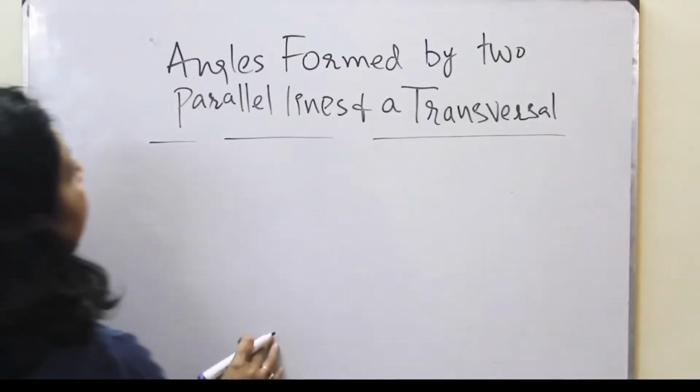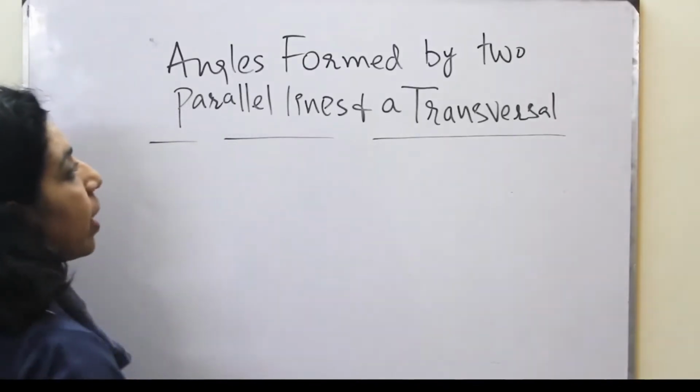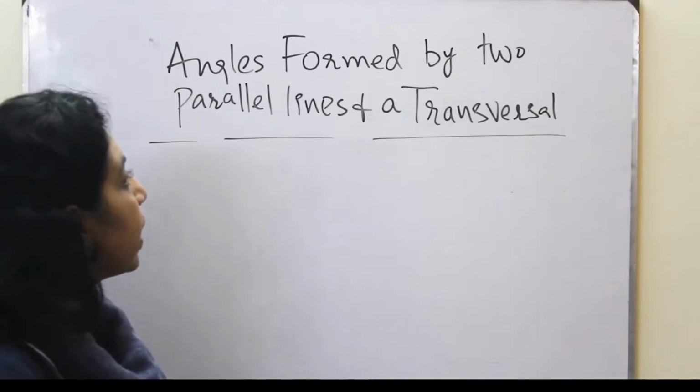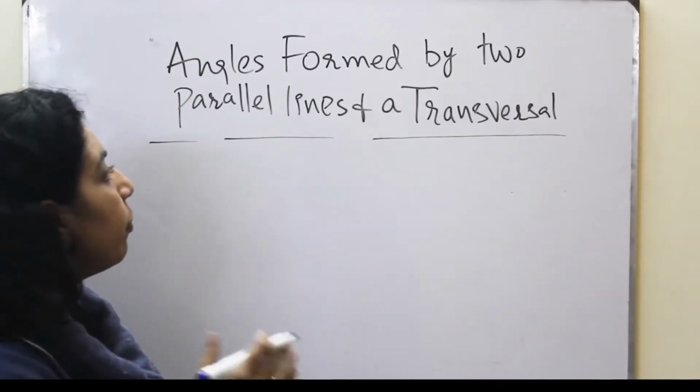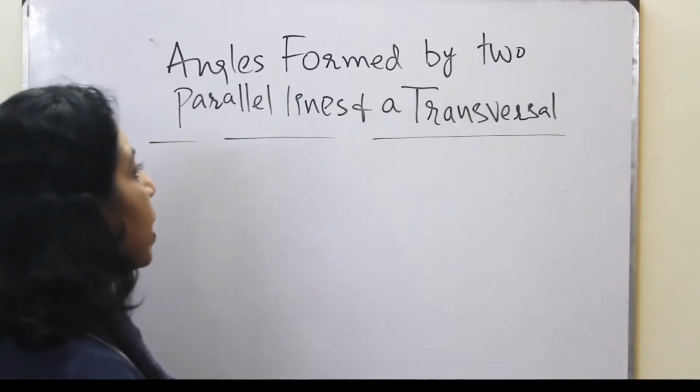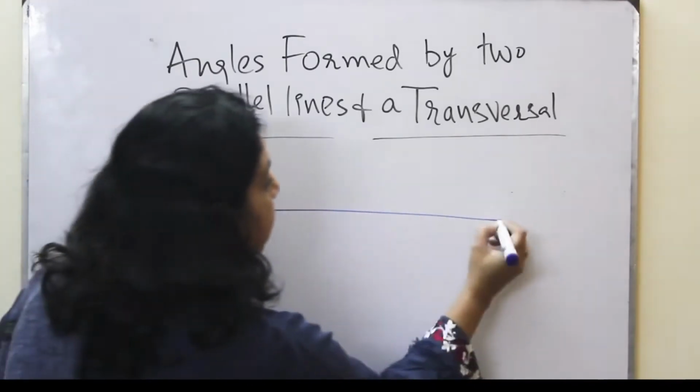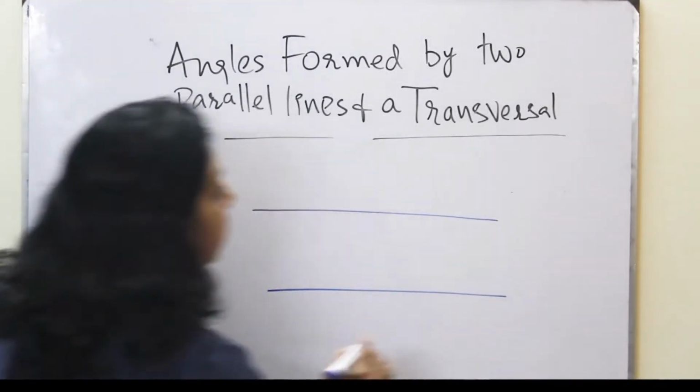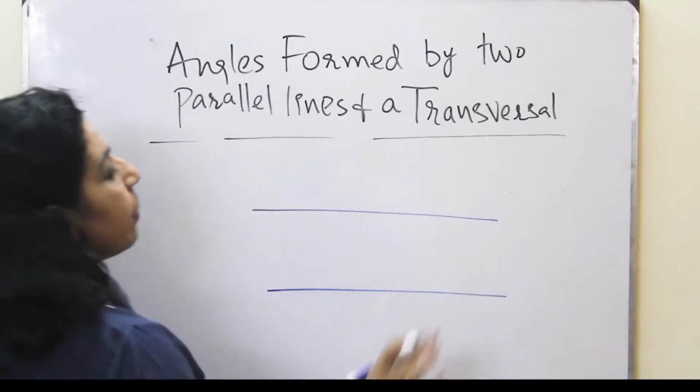The topic for today is angles formed by two parallel lines and a transversal. We shall have three types of angles formed with two parallel lines and a transversal. I think you know about parallel lines. Parallel lines are those lines which never meet. The distance between the lines remains the same.